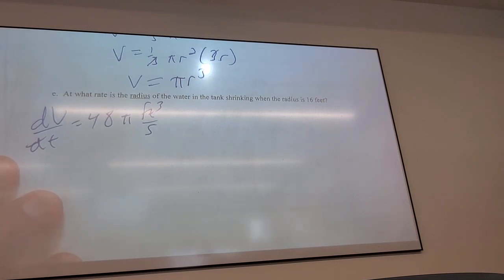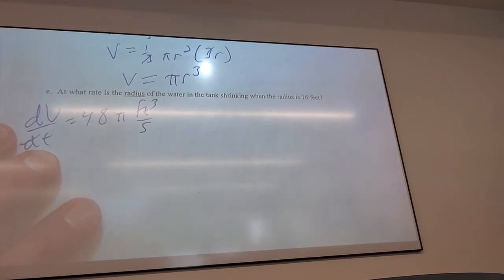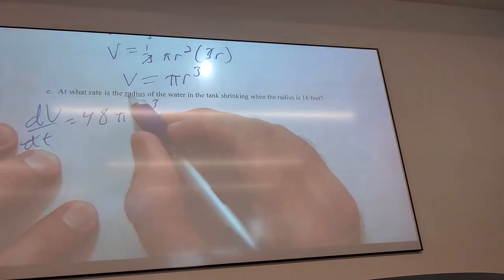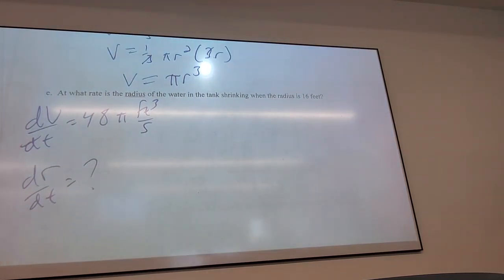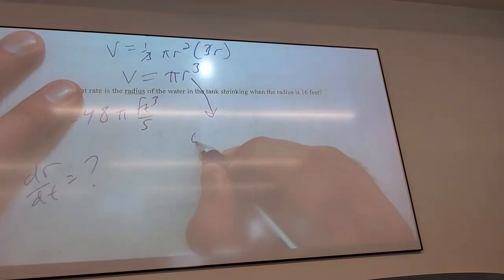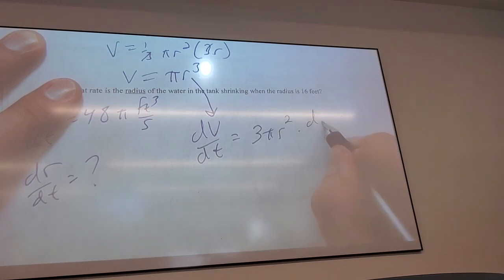Okay, I like it. I was very precise with where I put this valve. So I know that, and this is telling me radius, so I want to know dr/dt, that's what I want to know. So how do I proceed from here? So 48 pi equals 3 pi r squared times dr/dt. Good.